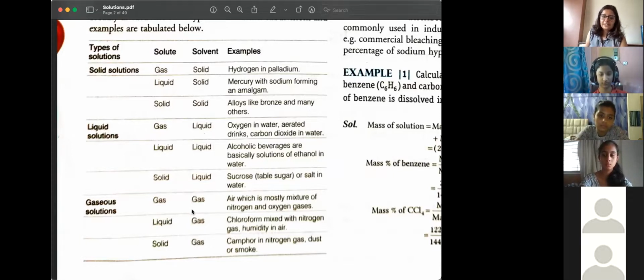Gaseous solutions, when you're mixing something in a gas. Air is a mixture of gases, and it's a solution because the composition is uniform. Liquid and gas, humidity is the best example. Solid and gas is like camphor, dust or smoke suspended in gas. So it's a solid solution, a liquid solution or a gaseous solution based on the type of matter. These are the basic things.